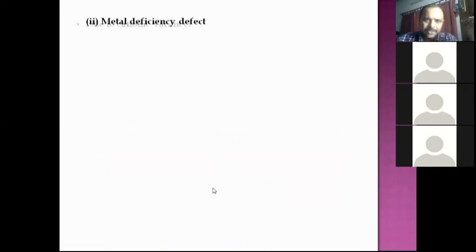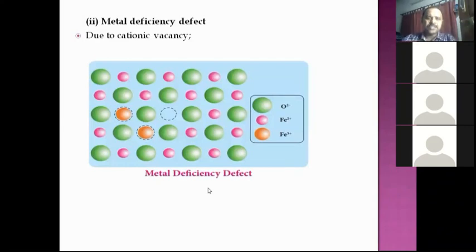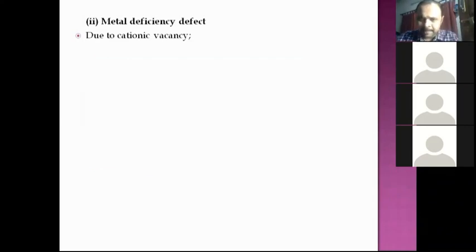Metal deficiency defect. Metal deficiency. Metal means again here it is cation. Metal deficiency, you may think, has two possible ways. Let's say in a non-defective solid there are 100 cations and 100 anions. Metal deficiency means cations should be fewer, anions should be more. That can happen in two ways. One is 100 with no defect, 98 cations and 100 anions. That means when the cation number decreases, then metal deficiency can happen. Otherwise, instead of 100 there are 2 extra anions.